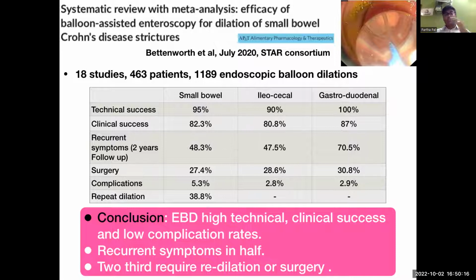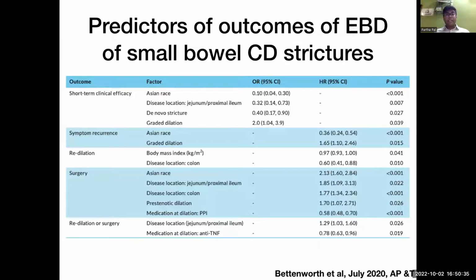Recurrent symptoms occur in almost 50% of the patients. The rule is half for recurrent symptoms, and two-thirds require redilatation or surgery. So that should be kept in mind. These recurrent symptoms are higher in case of gastroduodenal strictures in Crohn's disease. And these are the predictors of outcome.